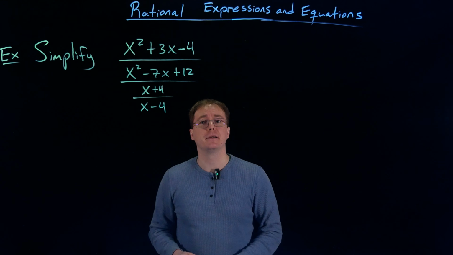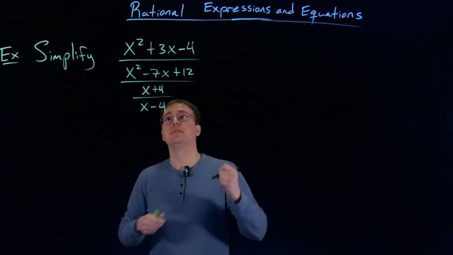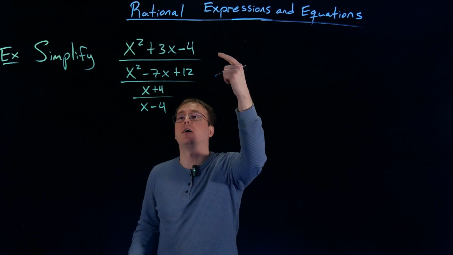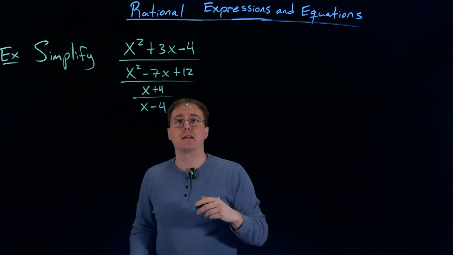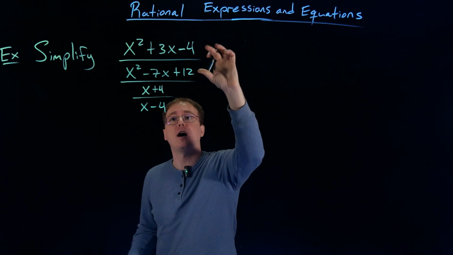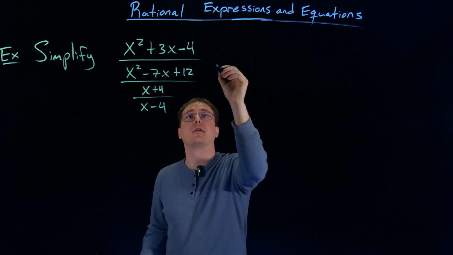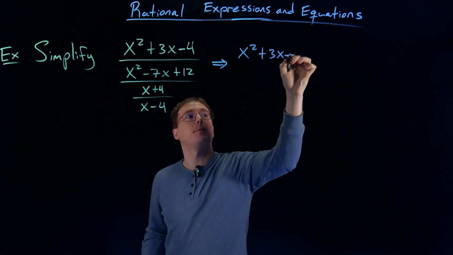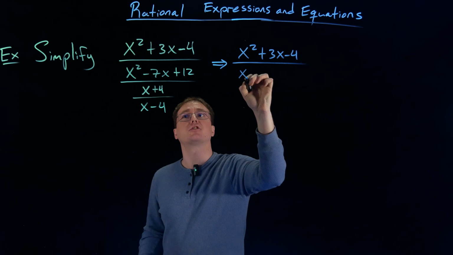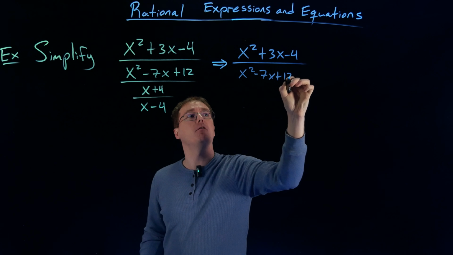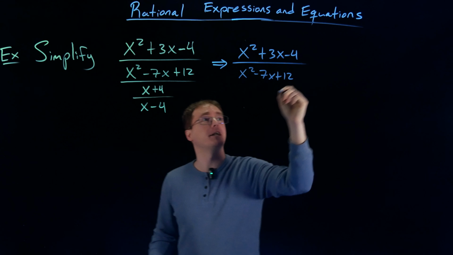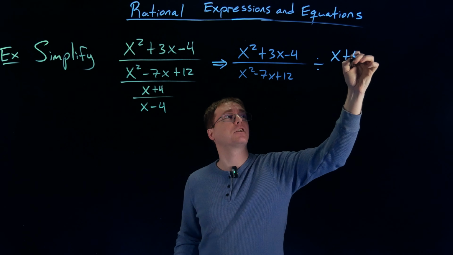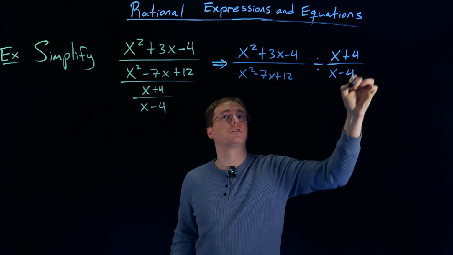a multiplication problem instead. So what I mean by that is we can view x squared plus 3x minus 4 divided by x squared minus 7x plus 12, divided by x plus 4 divided by x minus 4, as this big fraction on top divided by the smaller fraction on bottom. So let's go ahead and rewrite that. So we have x squared plus 3x minus 4 over x squared minus 7x plus 12. That is our big fraction in the big numerator, and we're dividing that by the second smaller fraction in the denominator, x plus 4 over x minus 4.